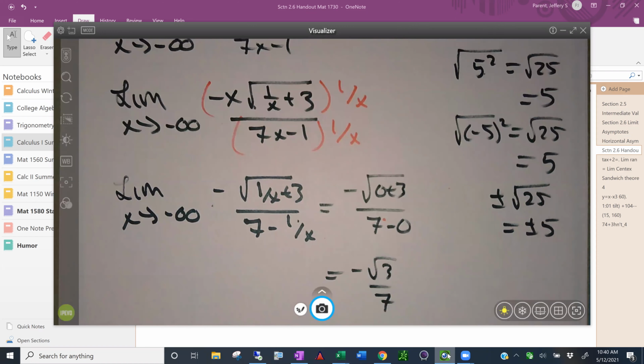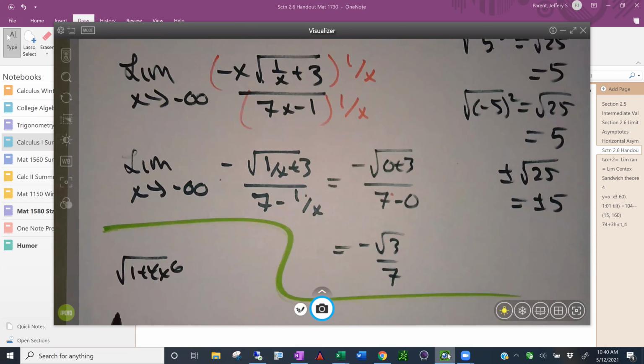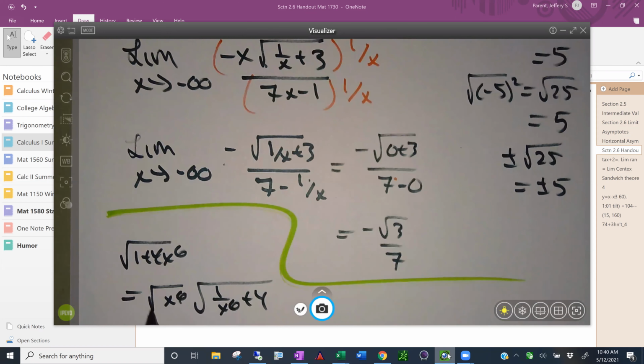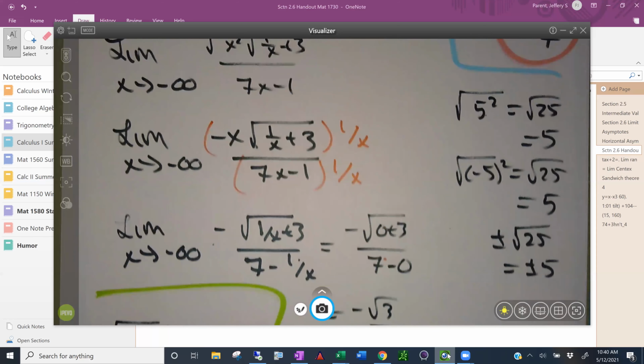Another one of them has something like, I don't know, square root of 1 plus 4x to the 6th. And you would simplify that by factoring out the x to the 6th. That leaves behind 1 over x to the 6th plus 4. You'd have to take plus or minus out of this, depending on if you're going to positive infinity or negative infinity. But just be advised, have a heads up that that's what's going to go on with that one.